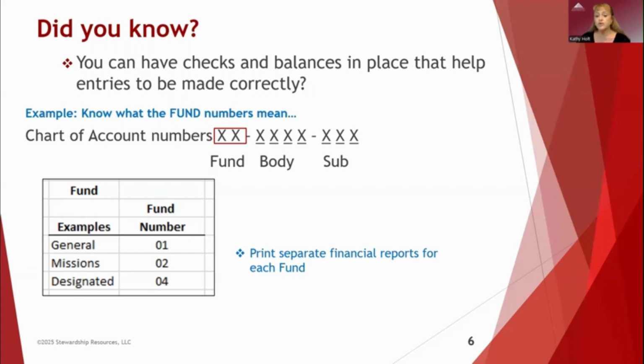Now the first two numbers is the fund number. And we already talked about how you can use separate accounting funds with their own unique chart of accounts in order to print separate income and expense statements for each fund. The separate funds are identified by the first two numbers of the chart of accounts. So the example here is the general fund is 01, and that's your unrestricted. Your missions fund is 02, and your designated fund is 04.